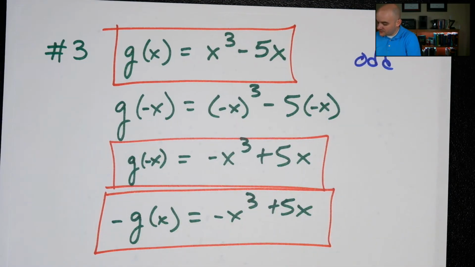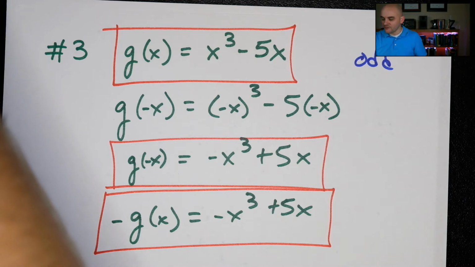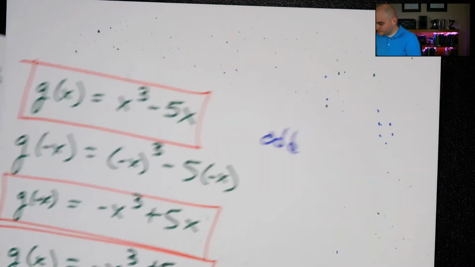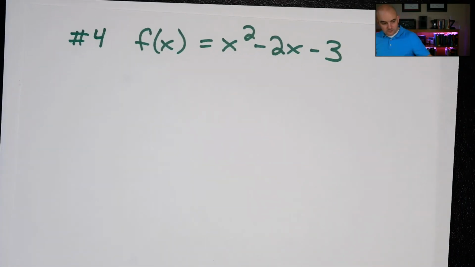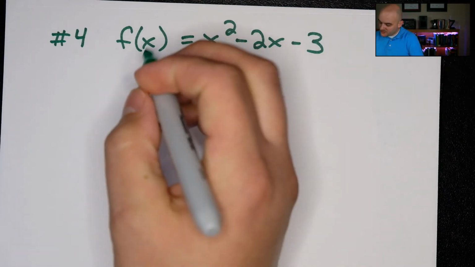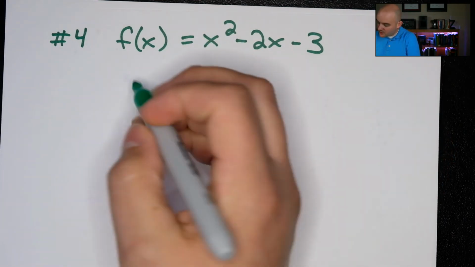Those are the 3 that you should have written out. All right, let's look at number 4. So number 4, we've got f of x is x squared minus 2x minus 3.